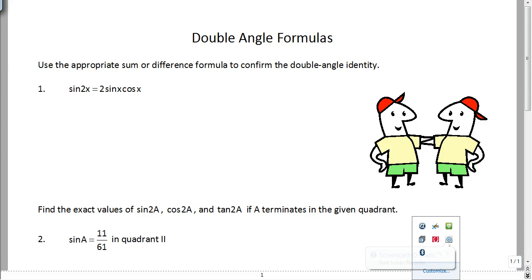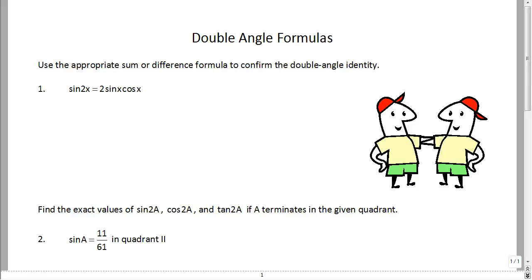Welcome back. It's time to talk about some double angle formulas. So you should have your sheet handy just in case you need them. And we're going to show you how to do one double angle identity proof. We're going to do 2 questions and then we're done.